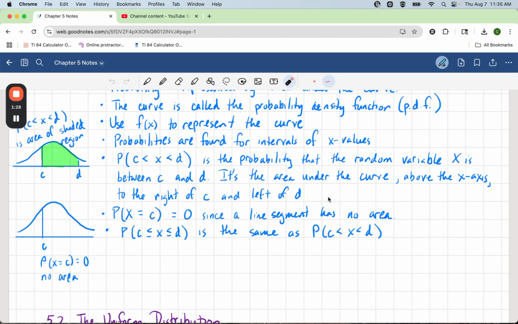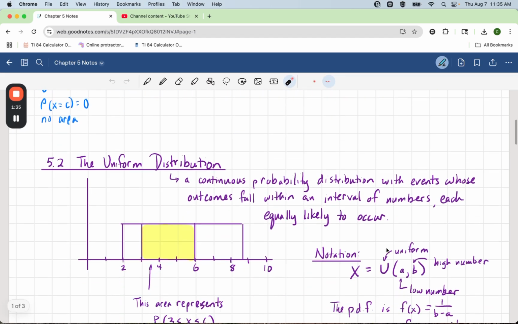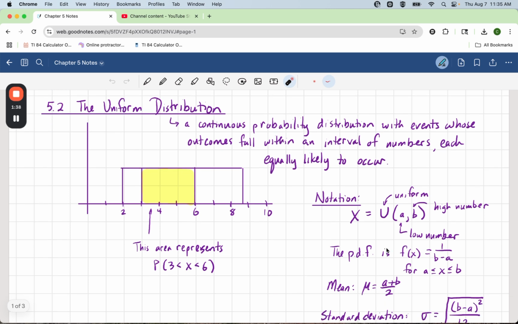The first particular kind of continuous distribution we're going to do is the uniform distribution. So, the uniform distribution is a continuous probability distribution with events whose outcomes fall within an interval of numbers, each equally likely to occur. So this uniform distribution looks like it goes from 2 up to about 8 3/4 or so. So the area of that rectangle there represents the probability x is between 3 and 6.